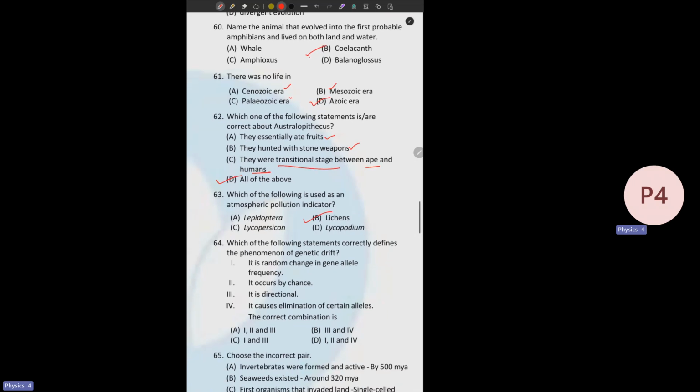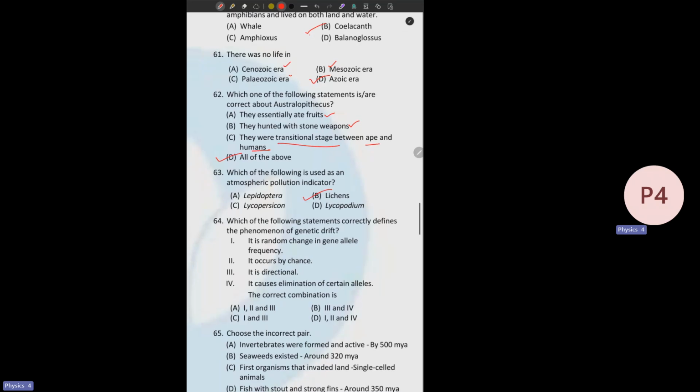Which of the following statements correctly defines the phenomena of genetic drift? Right. It is random change in gene allele frequency. Yes, it occurs by chance. It is directional? No. It causes elimination of certain alleles. Yes, it may cause elimination also. It may cause addition also of certain alleles. So either way it is correct. So the correct answer is D.